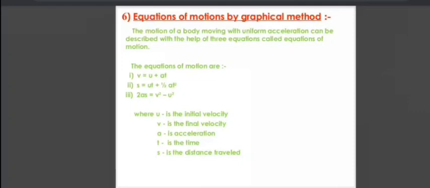U is the initial velocity, V is the final velocity. If the body starts from rest, its initial velocity will be 0. If the body suddenly stops, its final velocity will be 0. Clear?